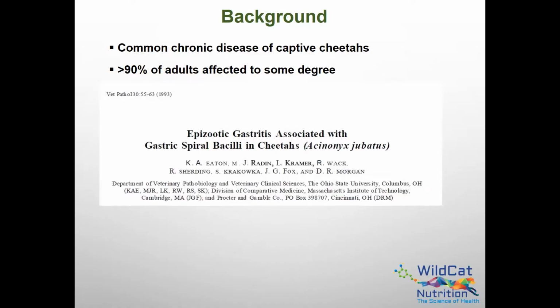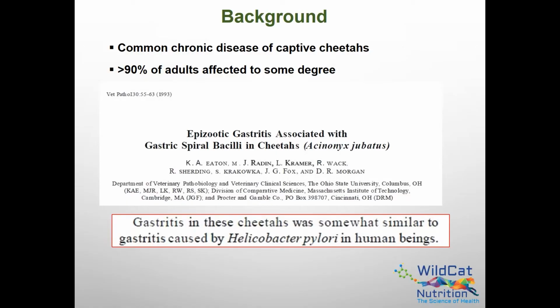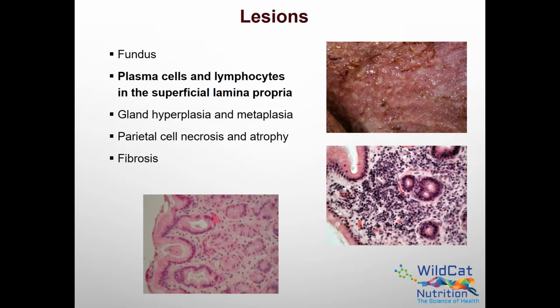One of the comments in this paper, which came out first and has kind of set the tone for everything with regards to gastritis after that, was that gastritis in these cheetahs was somewhat similar to gastritis caused by Helicobacter pylori in human beings. The problem is in that word somewhat, which is actually really nothing like. A primary issue is that the lesions that we see are in the fundus, which is the glandular part of the stomach, whereas Helicobacter peptic ulcers occur primarily in the pylorus, which is further down the non-glandular part of the stomach.